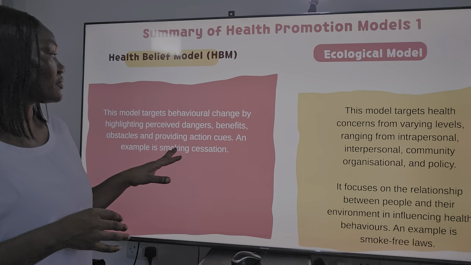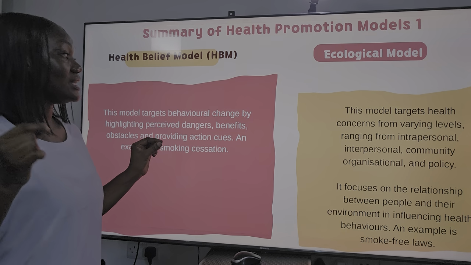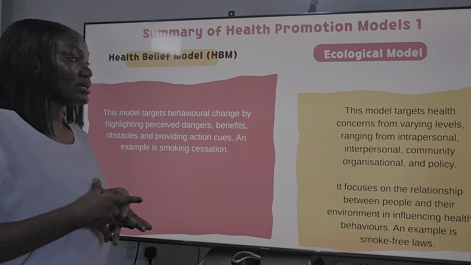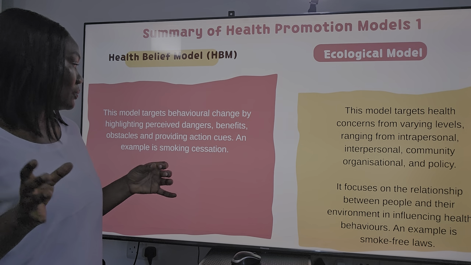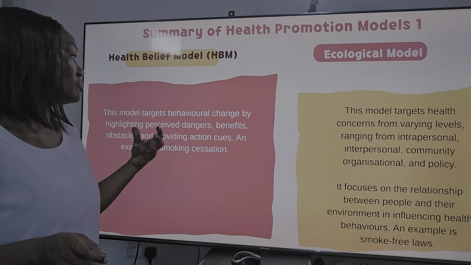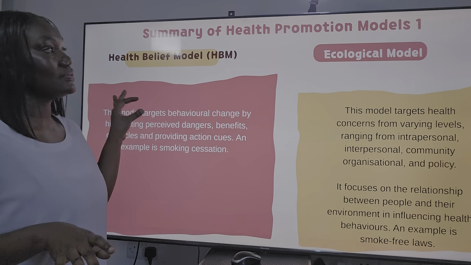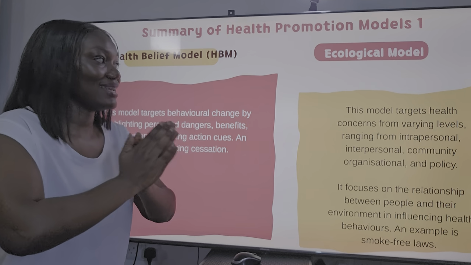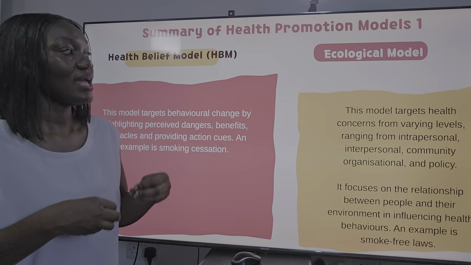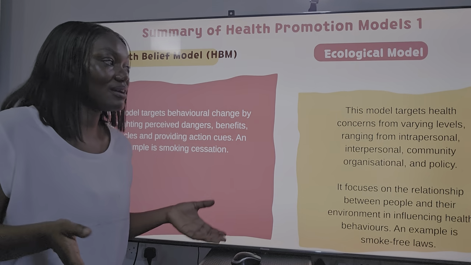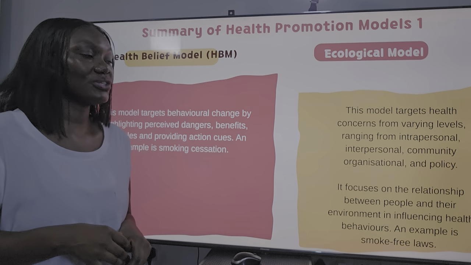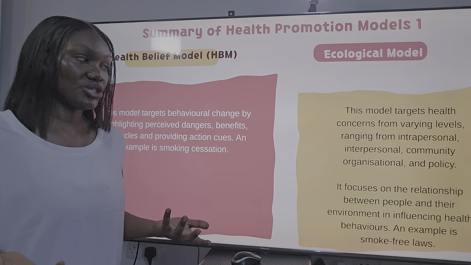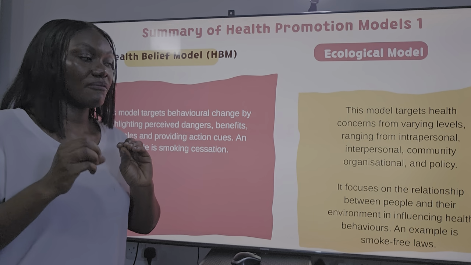It says this model targets behavioral change by enlightening perceived dangers, benefits, obstacles, and providing action clues. An example is smoking cessation. So we're going to look at the keywords it says here: perceived dangers, benefits, obstacles, improving action clues. So this is what this model is focused on, while the ecological model targets health concerns from varying levels, ranging from intrapersonal, interpersonal, community organizations, and policies. It also focuses on the relationship between people and the environment that is influencing these health issues. An example is the smoke-free laws.